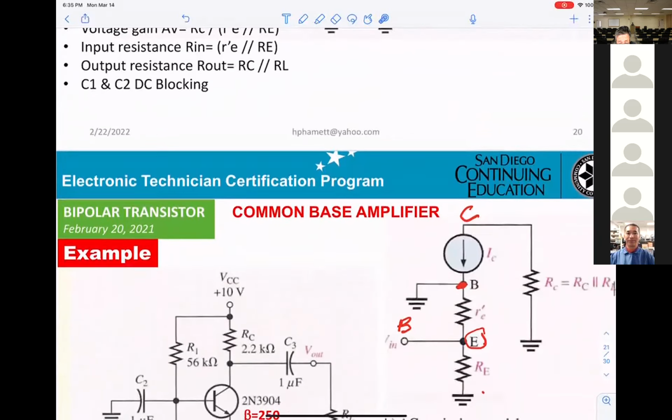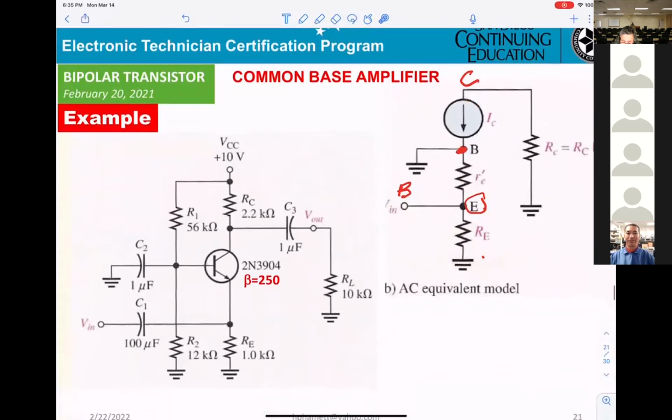And also, let's see what you said. Input resistance. That means if you're looking from here into the base, into the emitter, sorry. Then from the emitter going to the ground you get R prime E, and from the emitter going to the ground you get R big E. So that's why the input impedance will be R prime E parallel R big E.